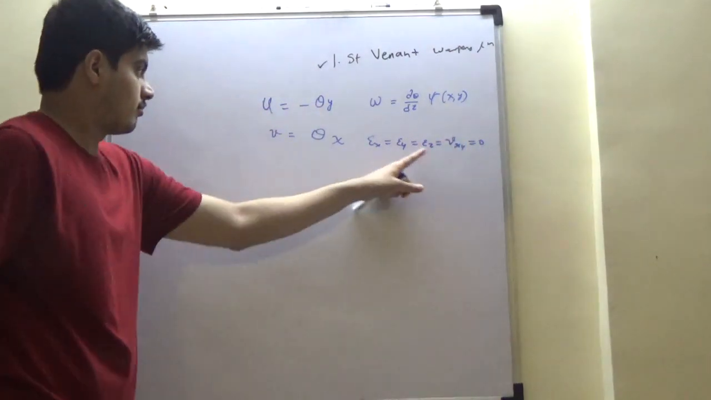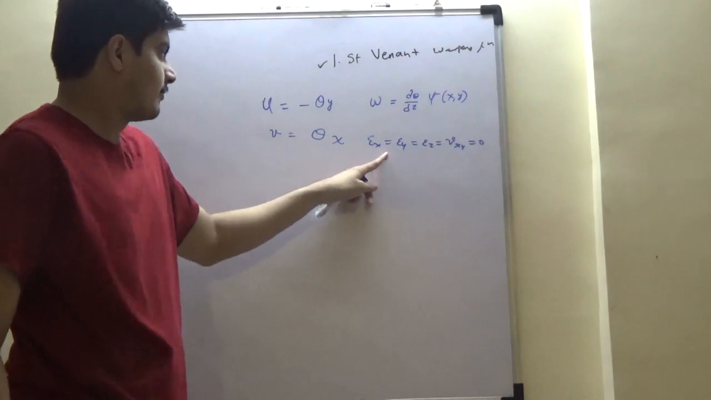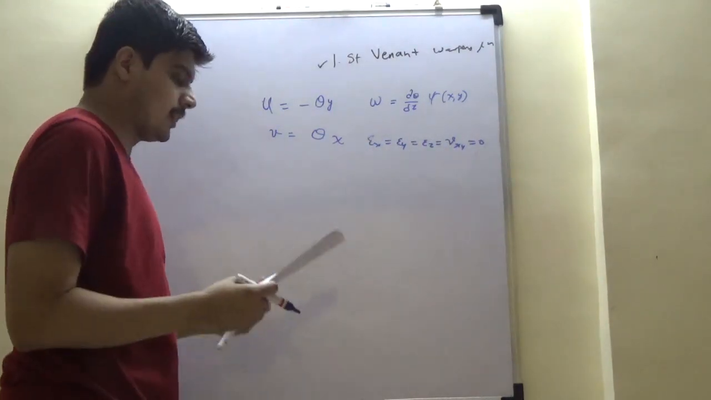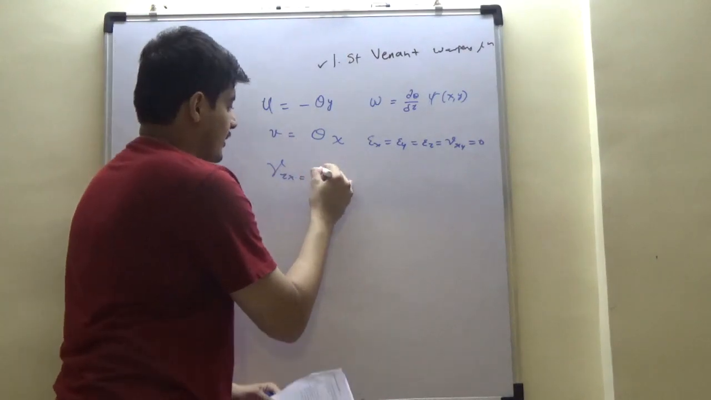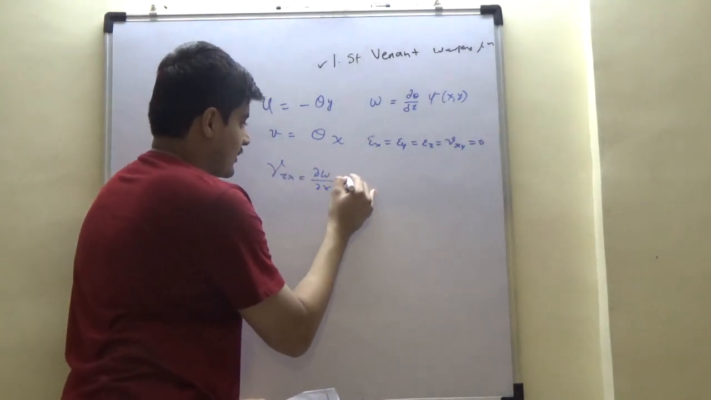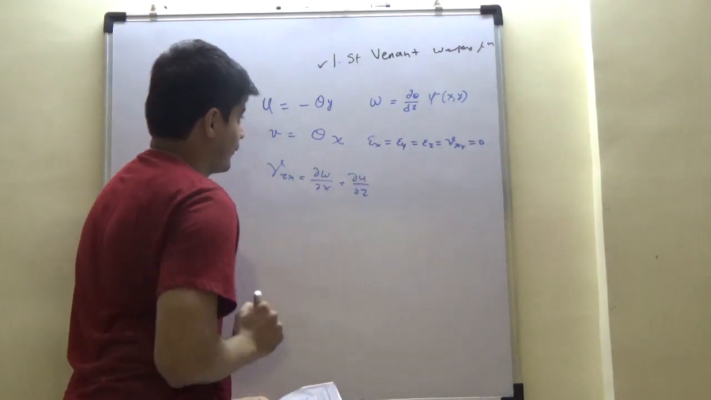This is also known. This automatically gets satisfied, right? Because you don't have to do anything. The formation is such that it is this. Now, gamma Zx is del W by del x plus del U by del z, right?